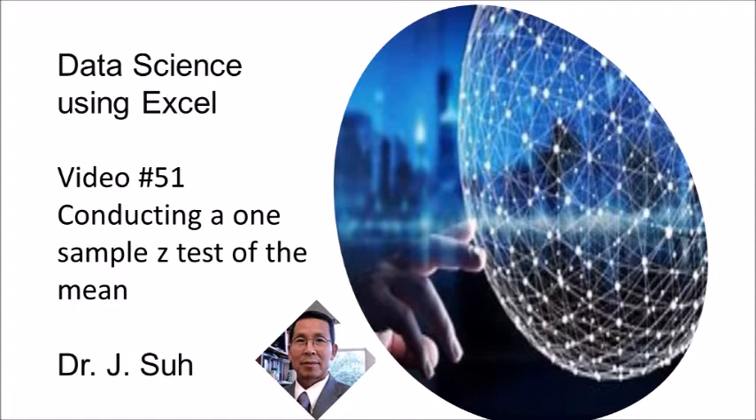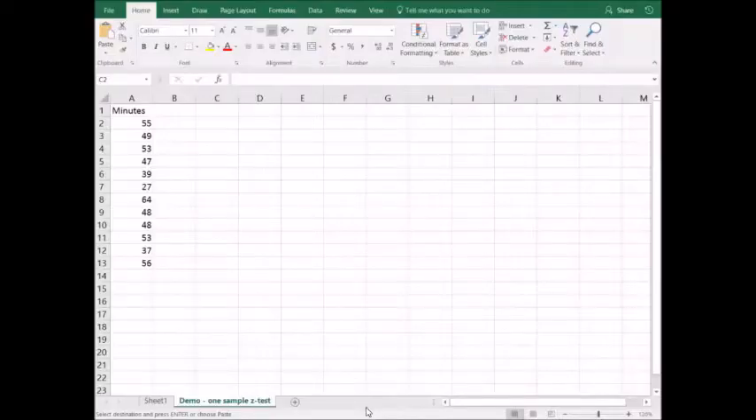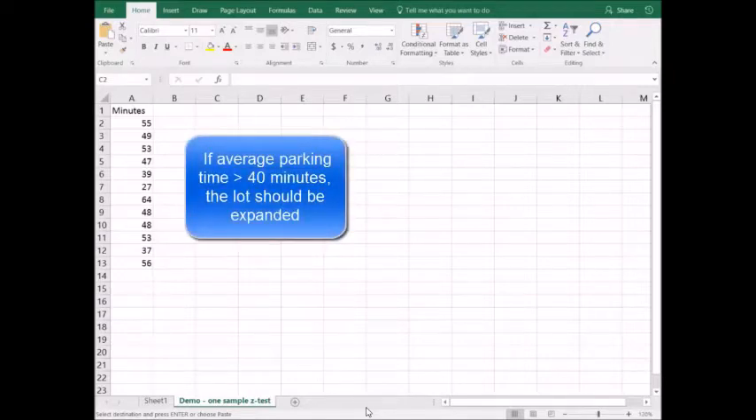This video demonstrates how to conduct a one-sample test of a hypothesis about a population mean when the population standard deviation is known. An airport manager has to decide whether to expand the space available for short-term parking at a small regional airport. If average parking time is more than 40 minutes, he can justify expanding the lot.